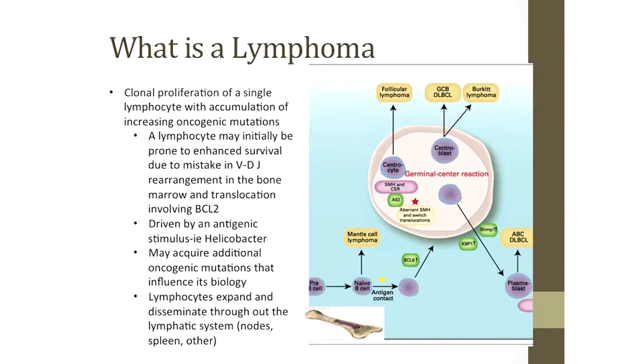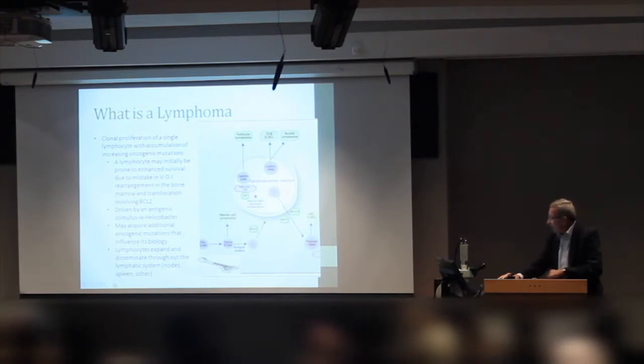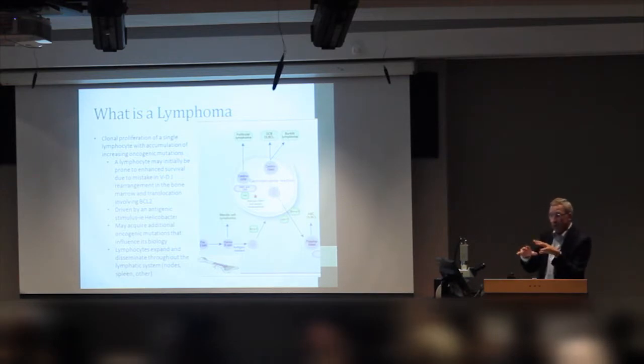So what is lymphoma? This is a slide which shows that lymphomas arise from a single lymphocyte. Mutation occurs as these lymphomas are developing. Initially, believe it or not, the mutation occurs, or the changes occur, in the bone marrow, where this lymphoid precursor is arising from stem cells. And there are probably some mistakes in some of the programming of these lymphocytes, which allow these lymphocytes to survive and to avoid certain signals that tell them to die.